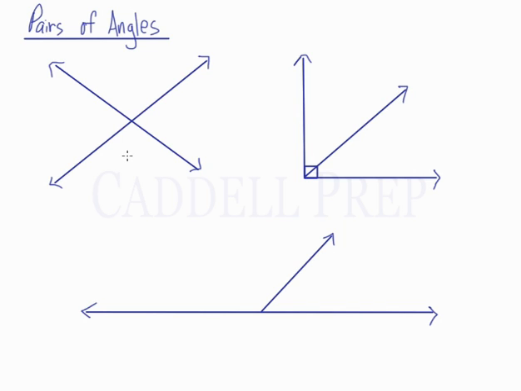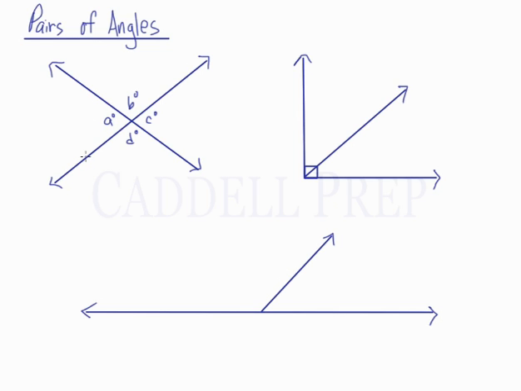In this lesson, we're going to review pairs of angles. If you look at this diagram, we have two lines intersecting. When they intersect, they form four smaller angles. So we can say this is A degrees, B degrees, C degrees, and D degrees.